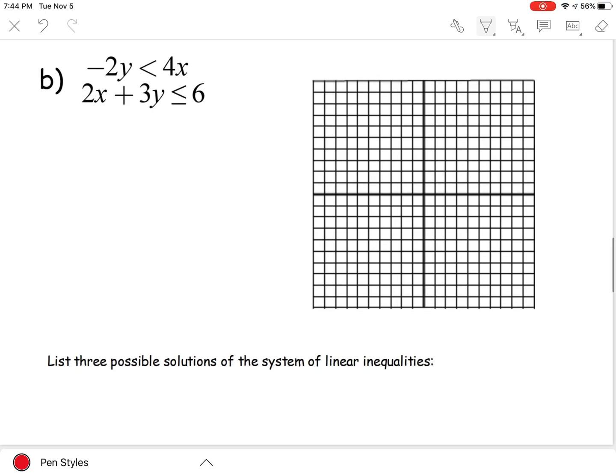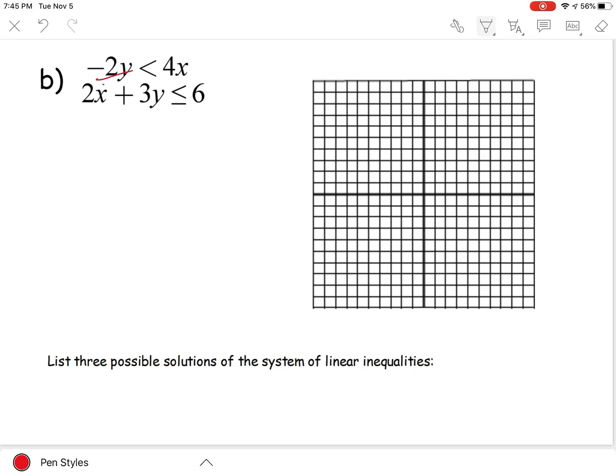Remember, we're going to graph our equations completely separately, and then we're just going to figure out what shaded area they have in common, because the shaded area they have in common is our solution. So notice for letter B, neither of our equations is in slope-intercept form, so the first thing we have to do is solve them for y.